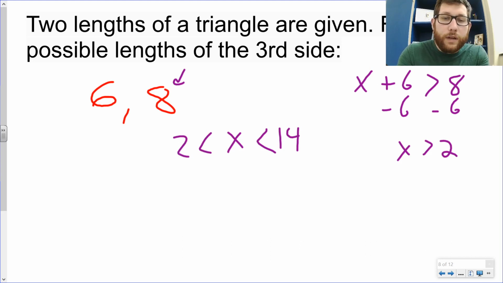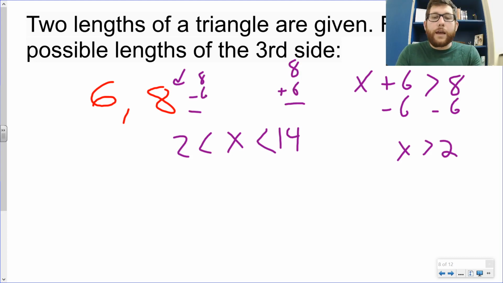Okay? Notice what we did on one side. We did 8 plus 6 on one side, and here we did 8 minus 6 on the other side. And that's all we're going to do. If we've got 2 sides, we're looking for the range of the third side, add them on one side, subtract them on the other, done.